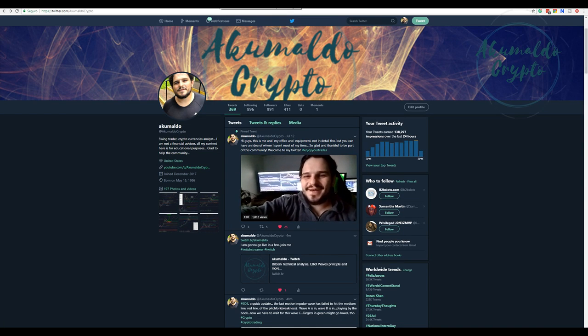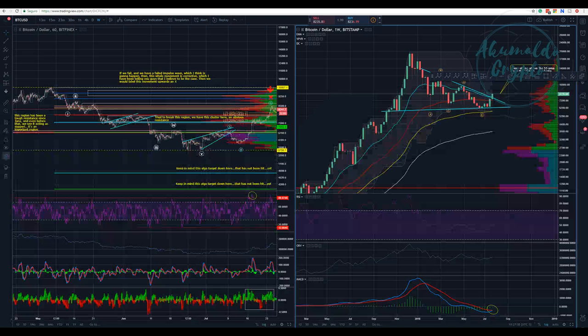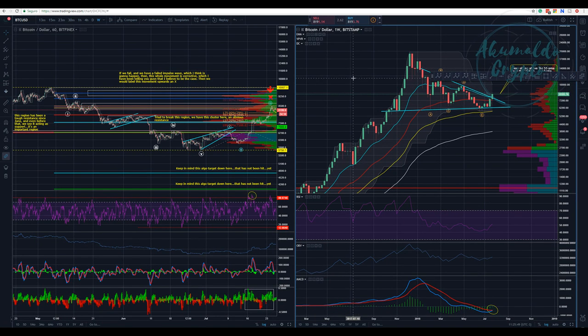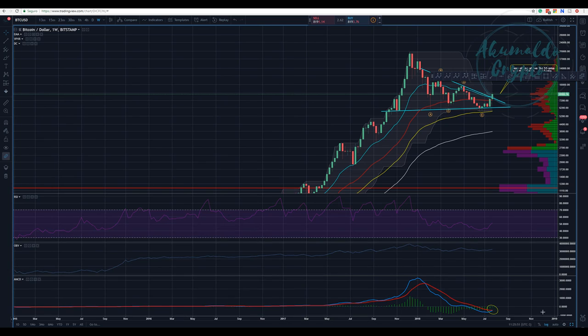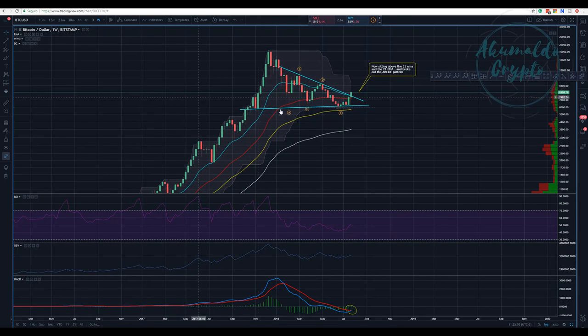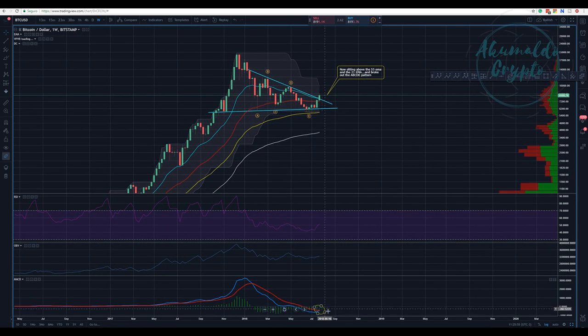So let's talk about Bitcoin. First of all, let me show you guys the weekly chart. This is nice, isn't it? We have the MACD here crossing. It has not crossed yet. It's going to take a while.